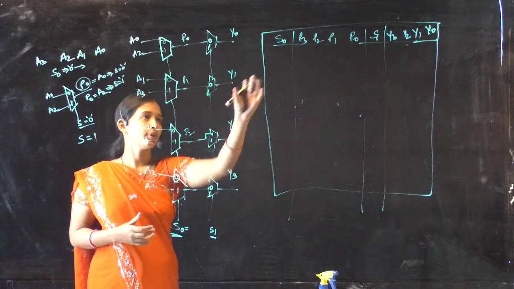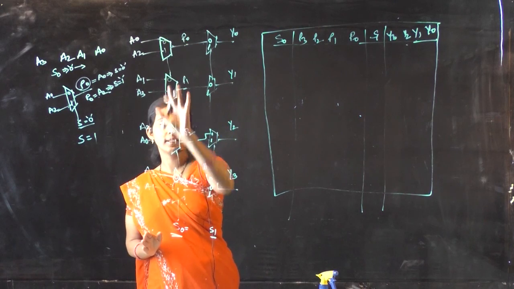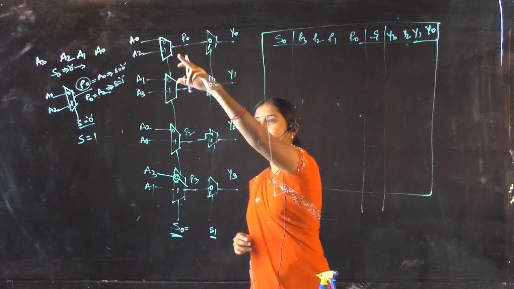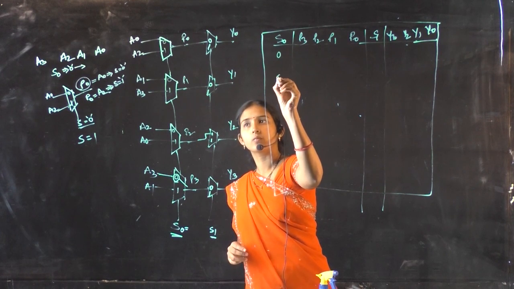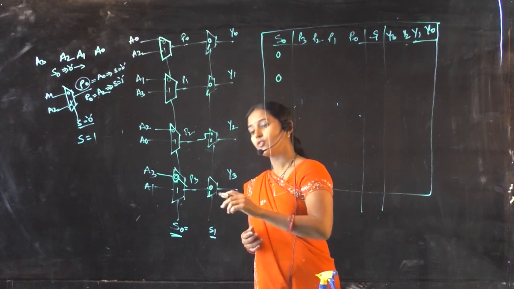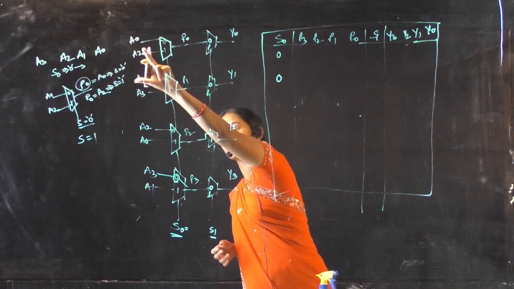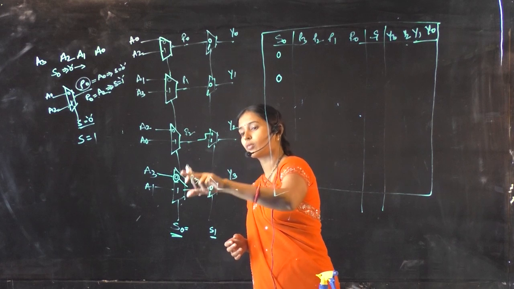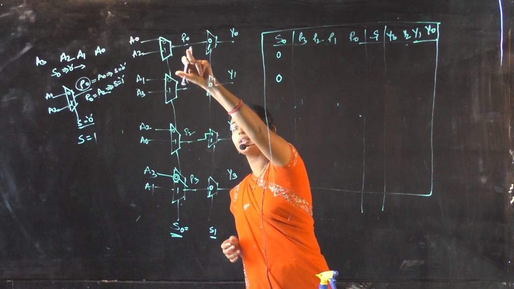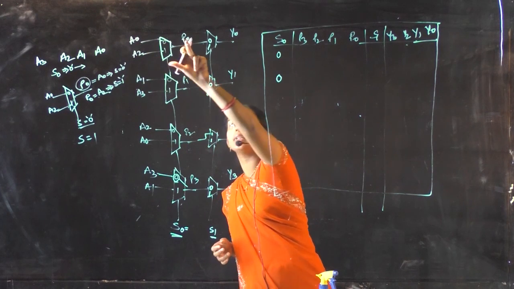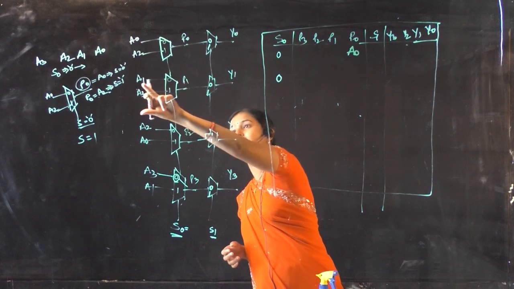See here, how am I going to write the truth table? Forget about this one, only concentrate on this one. If the selection line is equal to 0, whatever data is available at the 0th position will come at the output. So what will be our output at P0? As the selection line is equal to 0, I will be getting A0. So at P0 I will be getting A0. Again at P1 I will be getting A1.